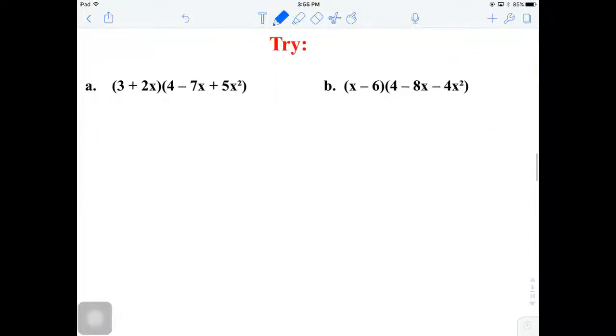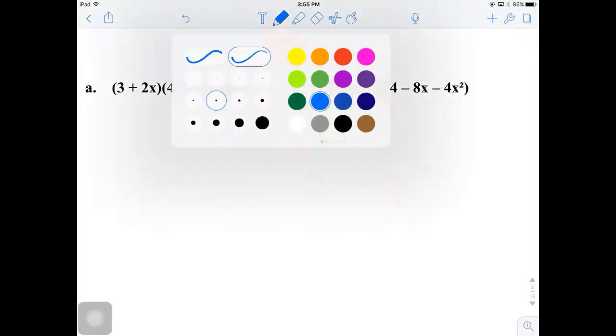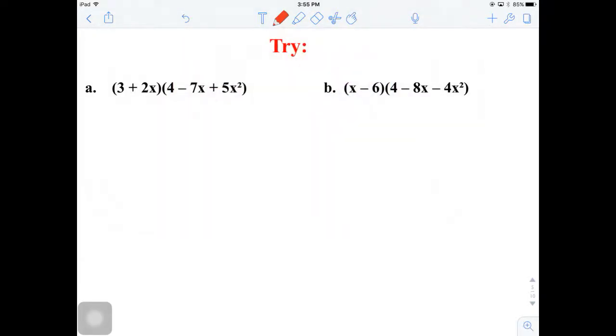And we're going to have you guys try these 2 problems here. So you guys are going to pause the video and try the problems on your own using the superfoil method that I just showed you right now before you look at the answers.